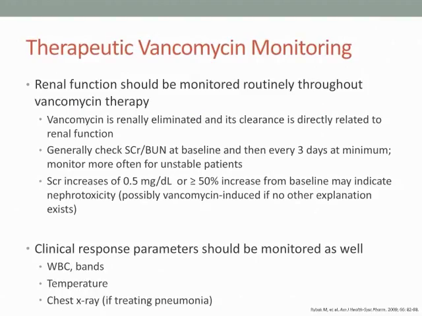Besides vancomycin levels, what else should be monitored while the patient is receiving vancomycin therapy? Remember that vancomycin clearance is highly dependent on renal function, so a serum creatinine and BUN should always be routinely monitored during therapy. At minimum, these should be checked at baseline and then every 3 days during therapy. However, in the acutely or critically ill population, these are usually measured daily. Any increase of the serum creatinine of 0.5 or more, or an increase of 50% or more from the baseline, could indicate the presence of nephrotoxicity.